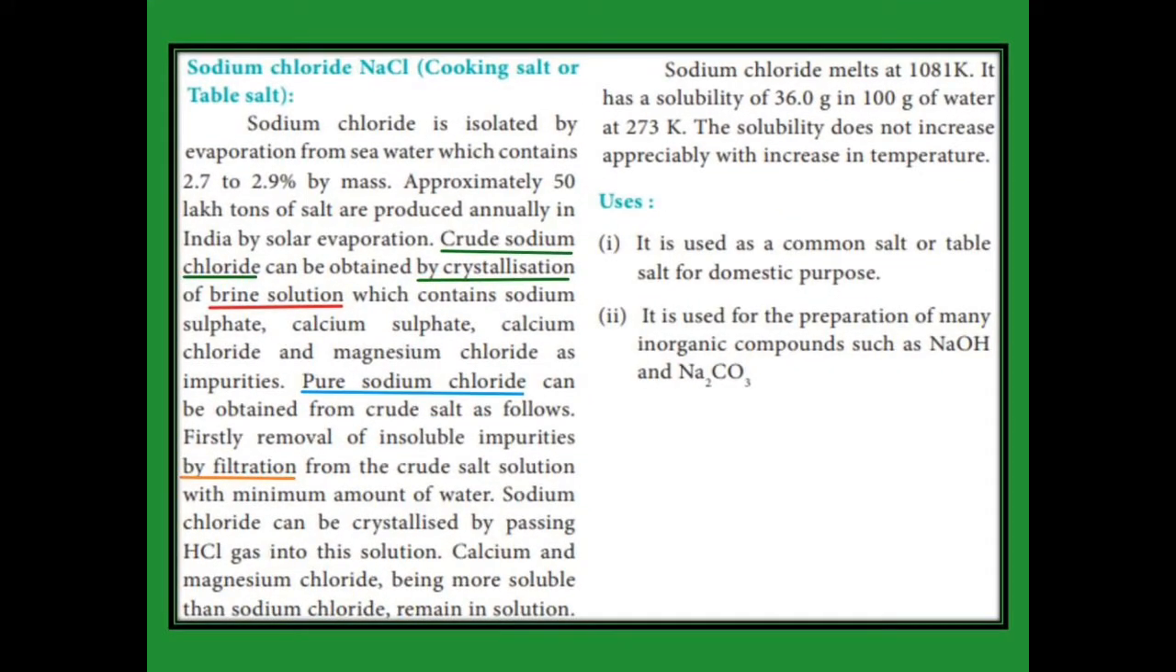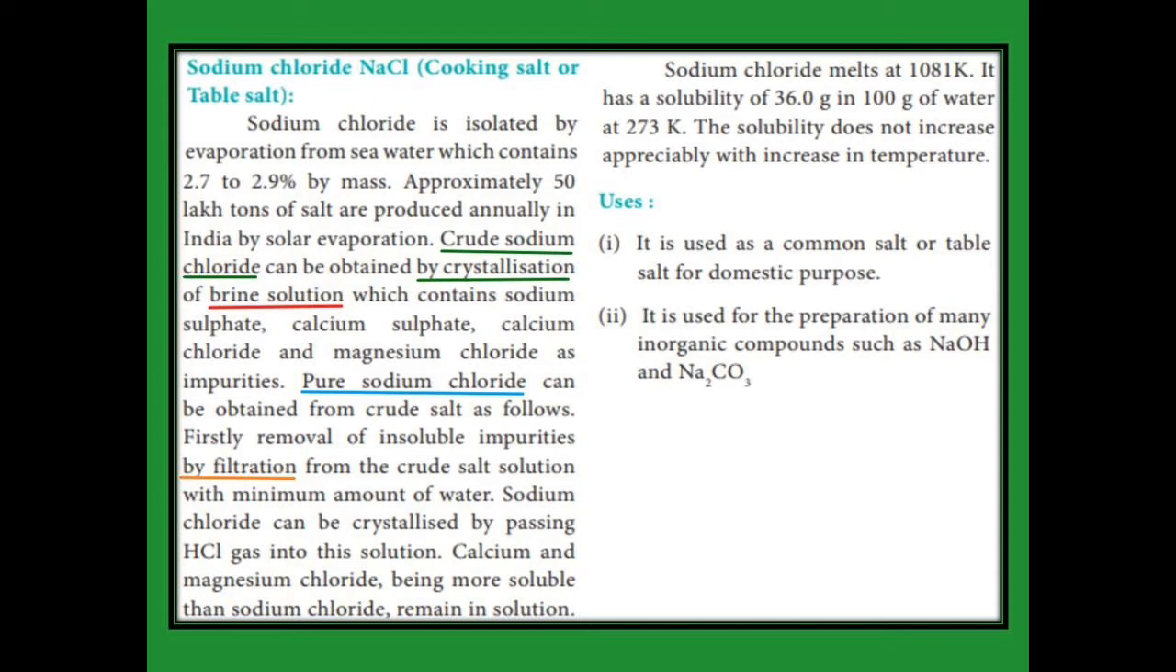Sodium chloride, we know very well, in our house we are using that common salt, that is cooking salt, another name table salt. That salt we are getting from sea water on evaporation, by mass 2.7 to 2.9%. That salt solution, that is sea solution, is called brine solution. It contains sodium sulfate, calcium chloride and magnesium chloride, as well as sodium chloride. So we consider the sodium sulfate, calcium chloride and magnesium chloride as the impurities.